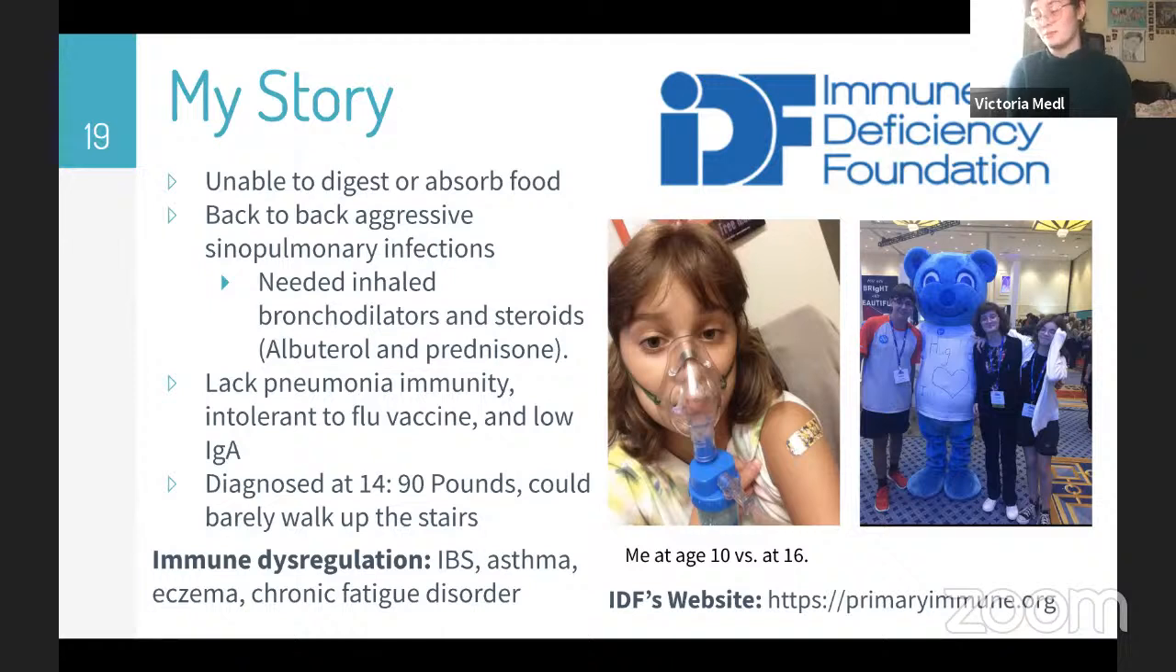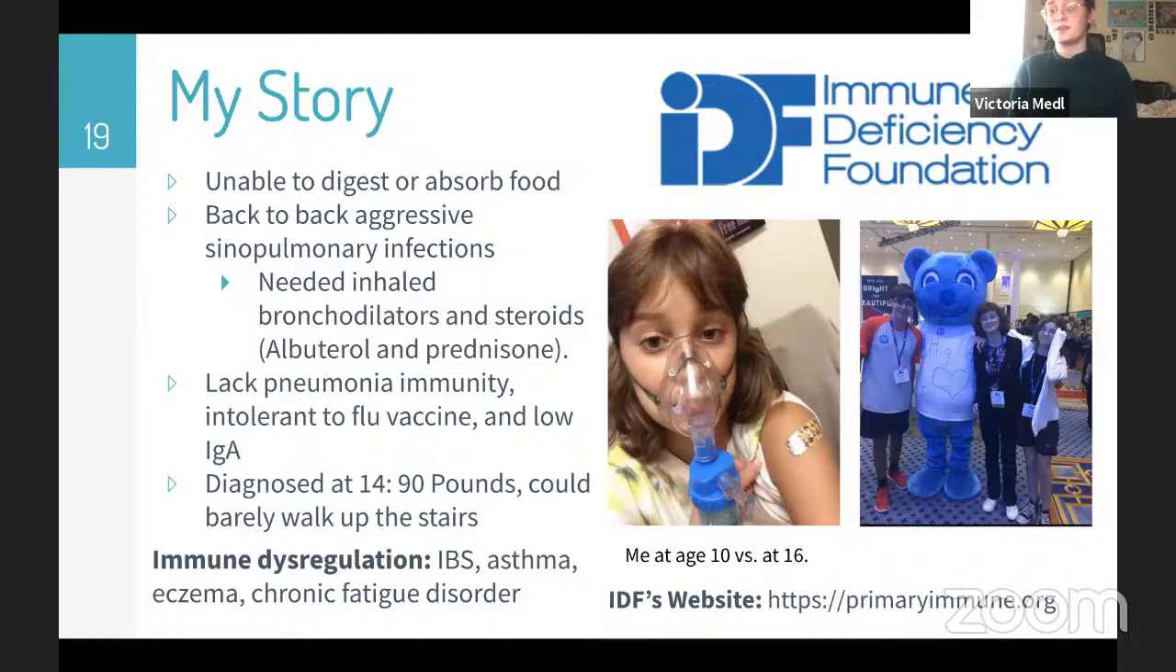Unfortunately, with my weakened immune system, I also have other autoimmune disorders like IBS, asthma. It gets pretty bad. My eczema, and then chronic fatigue disorder. But I've been getting much better, and I'm on other treatments for those ailments as well.